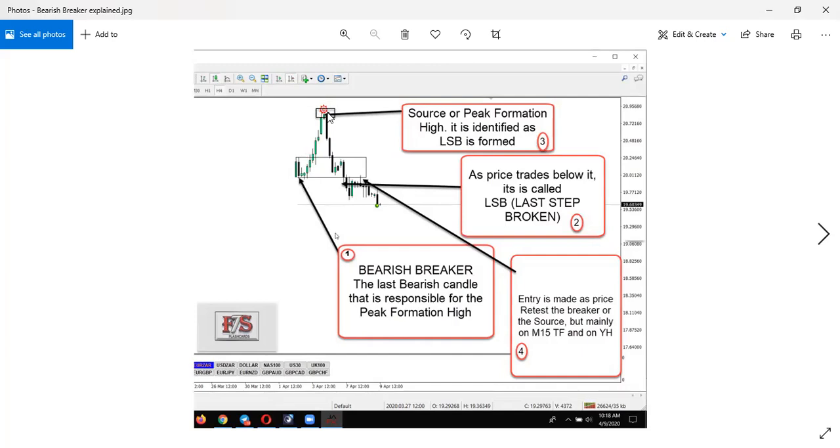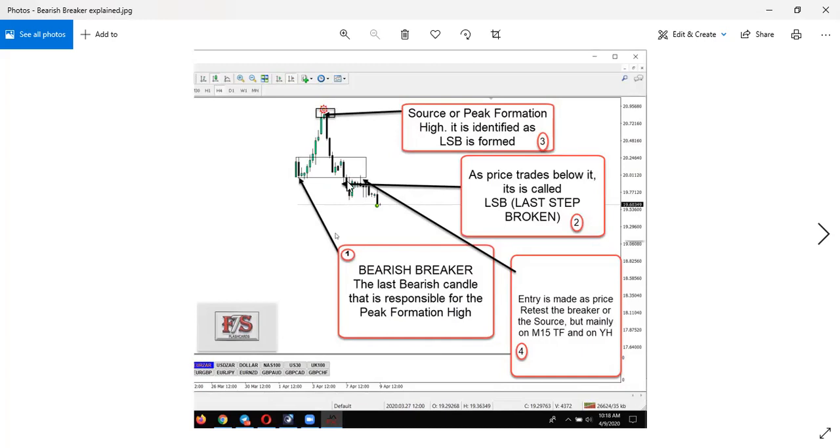Sometimes the breaker also goes with breaking market structure. That bearish candle that is responsible, that you see close to where there's a market structure break. Now look at it. So this is the bearish breaker, the last bearish candle you see that is responsible for the peak formation high or the higher high. As price trades below it, it is called LSB, last step broken.